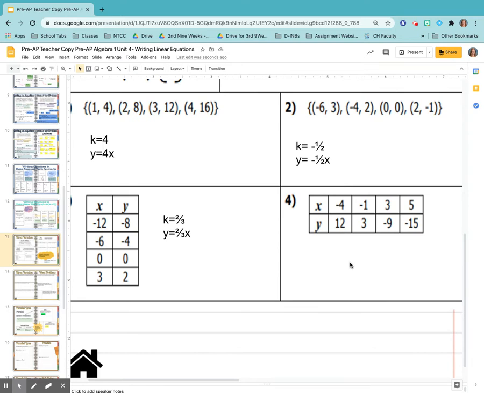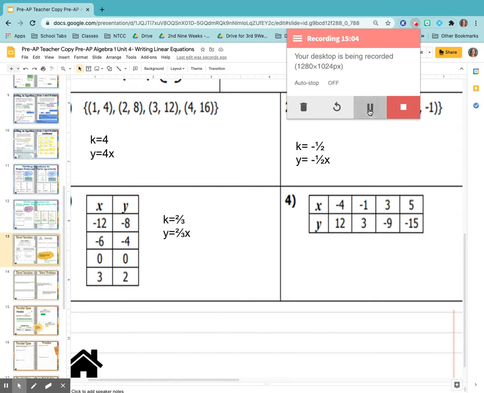Okay, the next one, number 4. Let's do y over x to find our constant of variation and then write our equation. So I'll give you a second to do that, well, more than a second. I'll pause it for a sec.